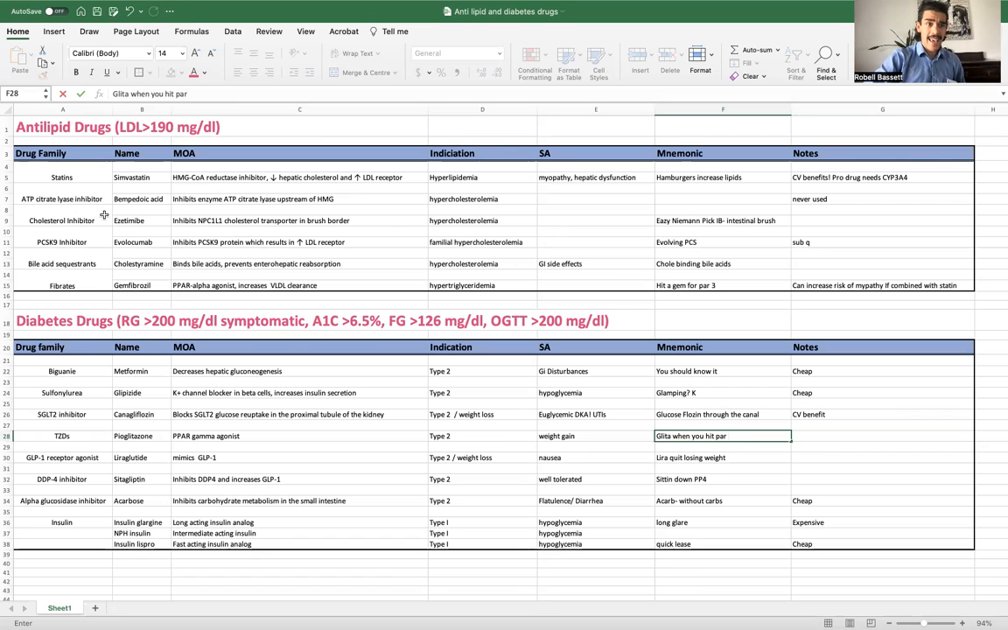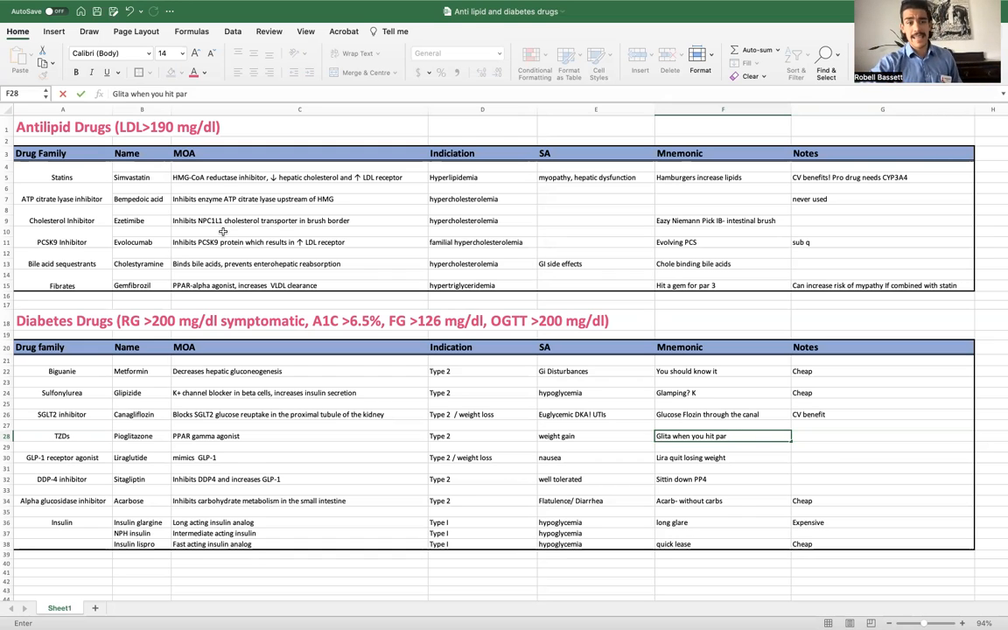The next thing is our ATP citrate lyase inhibitors. This is bempedoic acid. This inhibits the enzyme ATP citrate lyase upstream of the previous drug. And we don't have a lot for this one. I talked to multiple physicians, not being used. It's a new drug, but just know that bempedoic acid is upstream of our simvastatin.